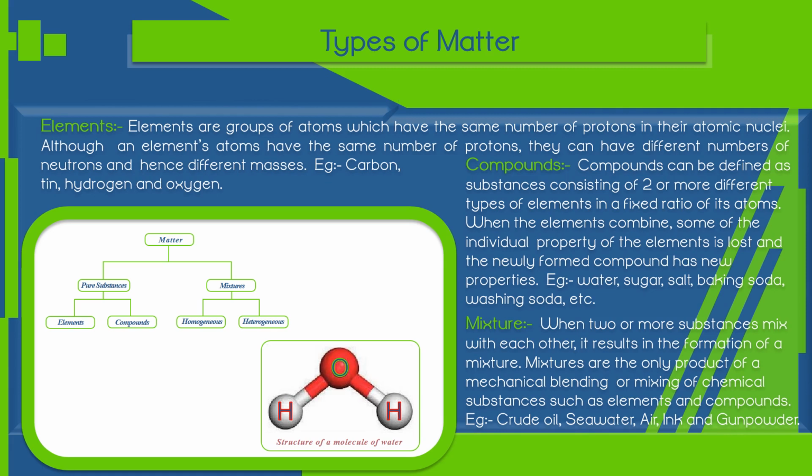Suppose you add 5 grams of sugar to water kept in a glass tumbler. After stirring, the mixture obtained is uniform throughout, and this mixture is called homogeneous and is called a solution. Air is a solution of several gases like oxygen, nitrogen, water vapor and carbon dioxide, etc.